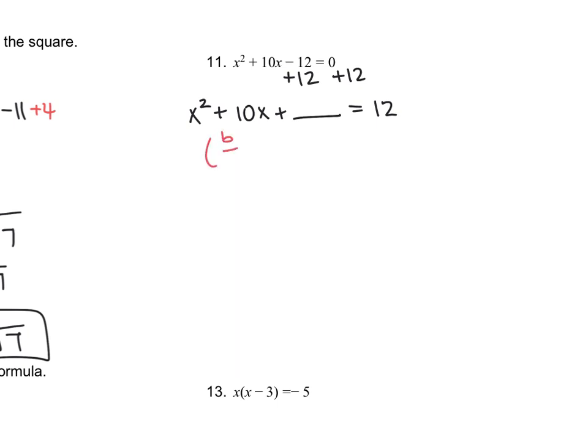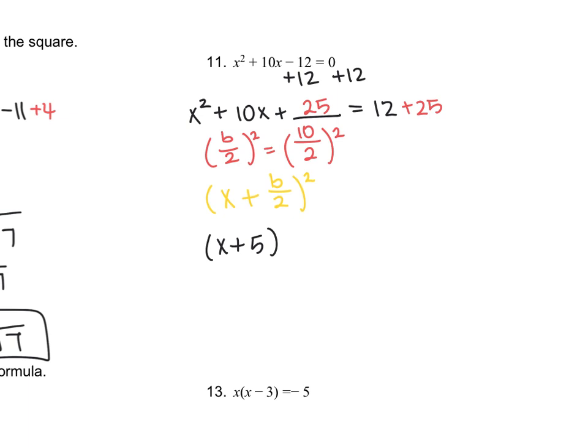Now we need to do b divided by 2 squared and add it to both sides. In this case, b is 10. 10 divided by 2 is 5, and 5 squared is 25. So we're going to add 25 to both sides. And then in this case, when we factor the left side, it'll factor as x plus b over 2 squared, since the coefficient of the x term is positive. So we'll get x plus, and then 10 divided by 2 is 5, squared equals, and 25 plus 12 is 37.